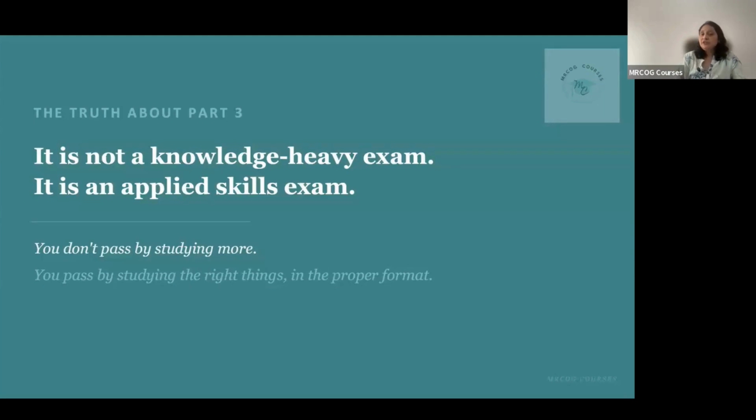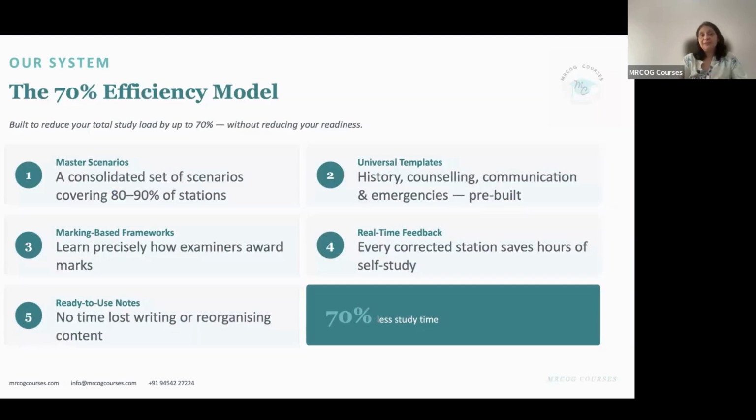So it is not a knowledge heavy exam. As I just explained to you, it is an applied skills exam. It's your presence of mind, your practice, the way you can spontaneously handle the patient, naturally handle the patient. That is more important in this particular exam. You don't pass by studying more. You pass by studying the right things in the right format. So this is the main dictum for the Part 3 exam.